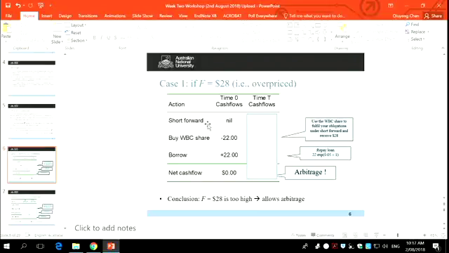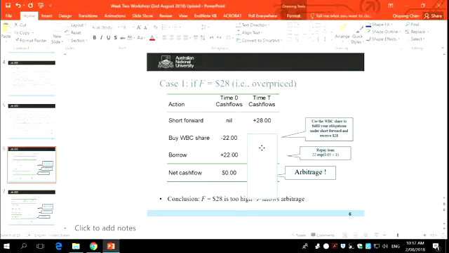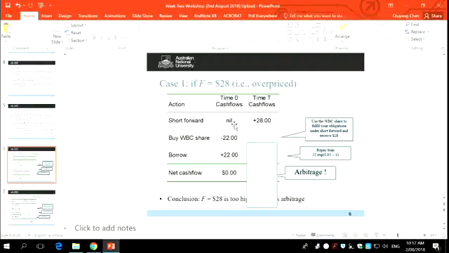Because we enter into a short forward, we're under the obligation to deliver the Westpac share. No drama with that. Why? Because I bought the Westpac share a year ago. We've been sitting on it for a year, and we're looking forward to delivering this share to the other party, right? So no drama. So we delivered the Westpac share, and we sold for $28, as in this forward agreement.